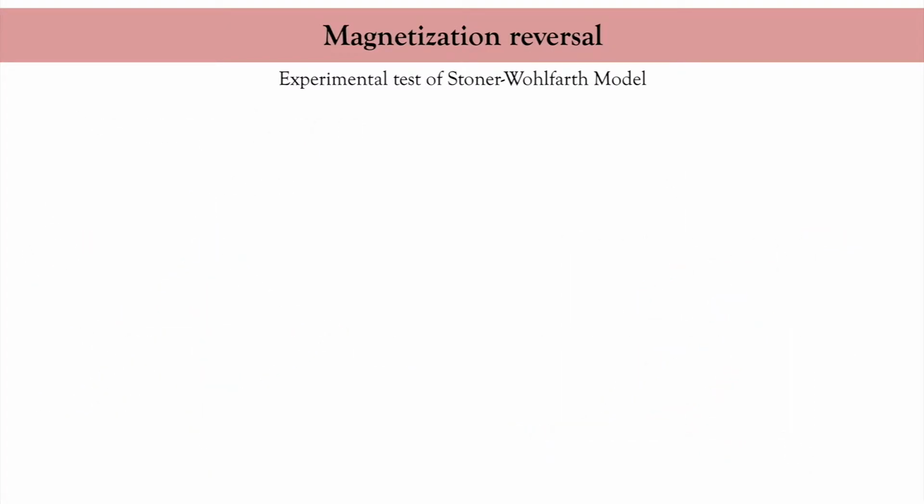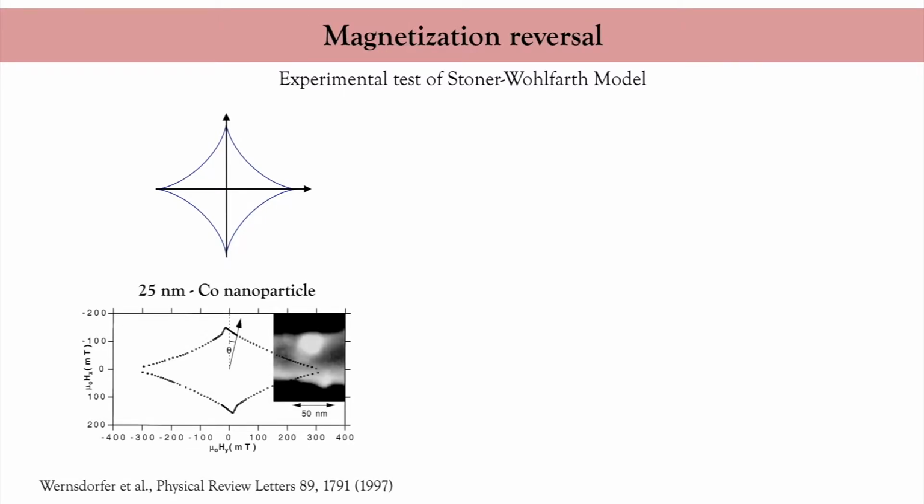To conclude this discussion about the Stoner-Wohlfarth model, one can wonder how realistic it is. Of course, if I take a very small magnetic particle with strong enough magnetic anisotropy, then I should obtain the Stoner-Wohlfarth asteroid. This was done by Wolfgang Wernsdorfer by using 25 nanometer large cobalt nanoparticles. This figure demonstrates that such nanoparticles behave like the ideal Stoner-Wohlfarth model.